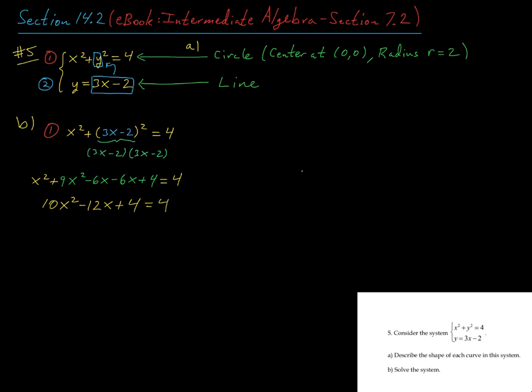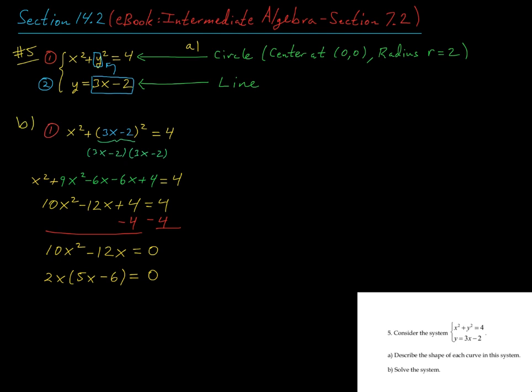And see now, notice that if I subtract 4 from both sides, something nice happens. These 4's are going to drop out. And so I'm left with 10x squared minus 12x is equal to 0. Okay, now notice there is a common factor here of 2x. So let's factor that out. So that's going to leave us with a 5x here and a minus 6 here.